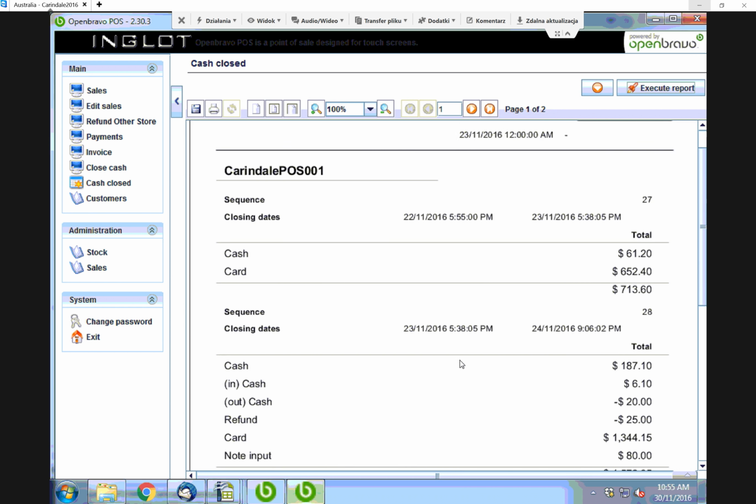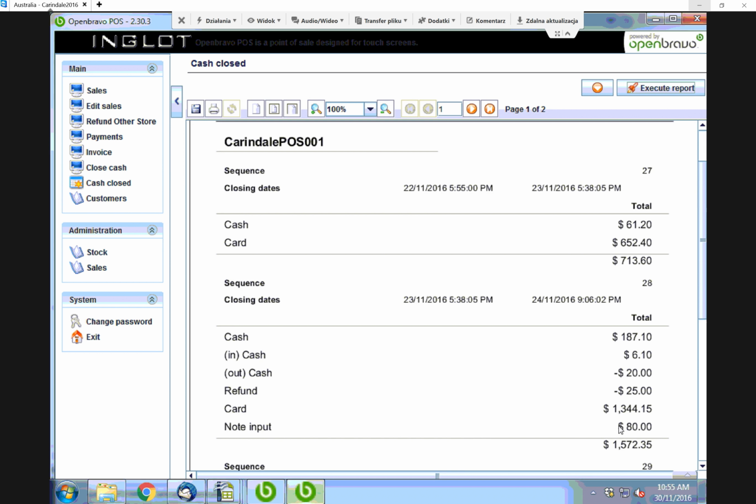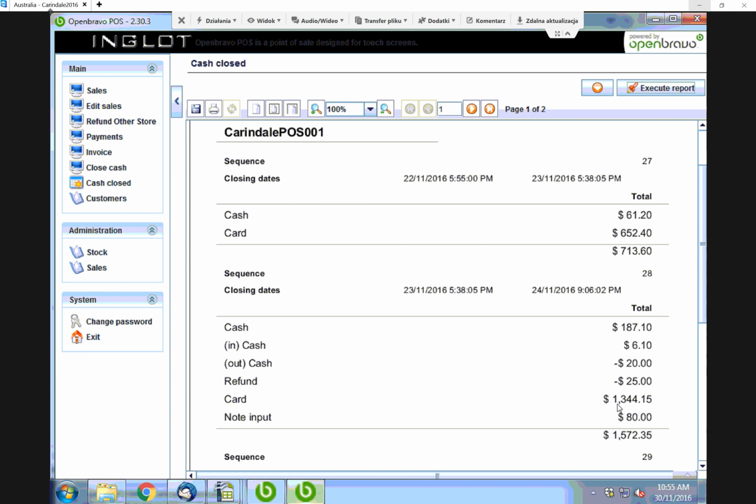Now, you can also have a wrong payment type when it comes to makeup vouchers. So also double check the number of makeovers done that day. So for instance, if we scroll down here to note input, we've got $80, so that says that someone has processed an $80 voucher in the payment type.